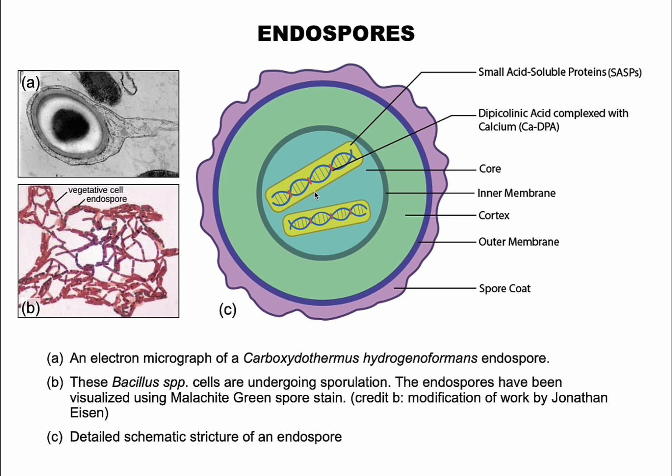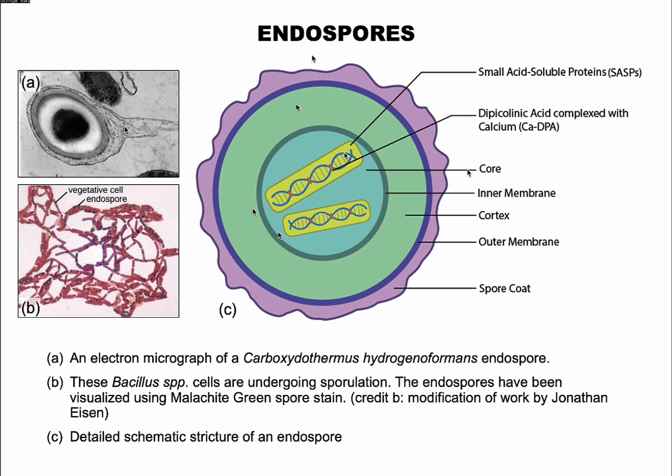The stabilization of DNA is additionally supported by dipicolinic acid, which forms a complex with calcium, or calcium DPA, that intercalates between the DNA bases. Surrounding the core is an inner membrane that acts as a barrier to chemicals, followed by a cortex, a robust layer of peptidoglycan with reduced cross-linking compared to that of a vegetative cell. Encasing the cortex is an outer membrane, and finally, several proteinaceous spore coats provide an extra layer of protection against environmental stresses, including chemicals and enzymes.